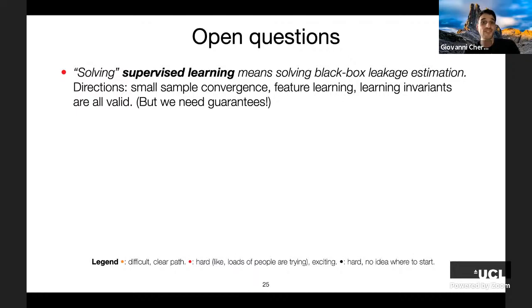The reason is that by improving machine learning, we'll also be able to improve leakage estimation. Of course, it isn't enough to improve machine learning practically. In the context of security, we do need guarantees, and that's really what we seek.